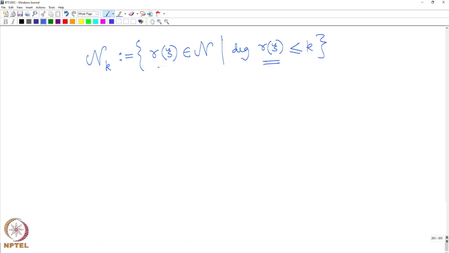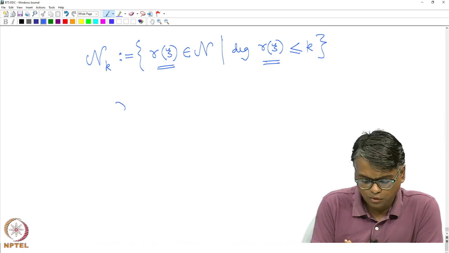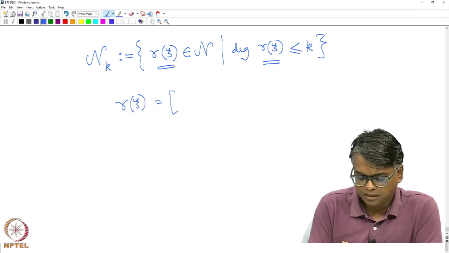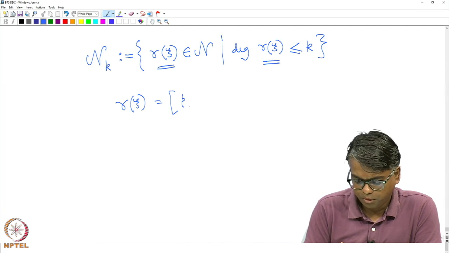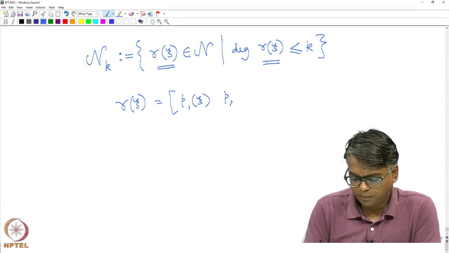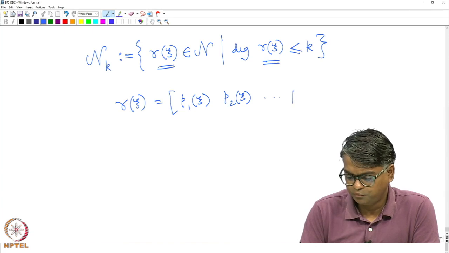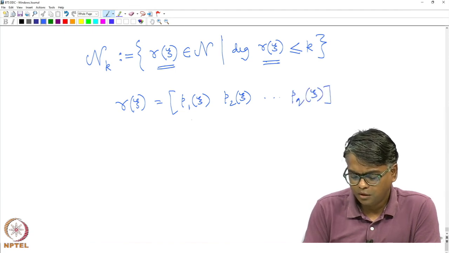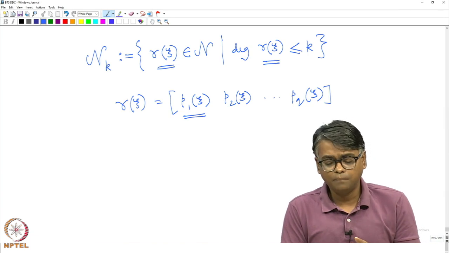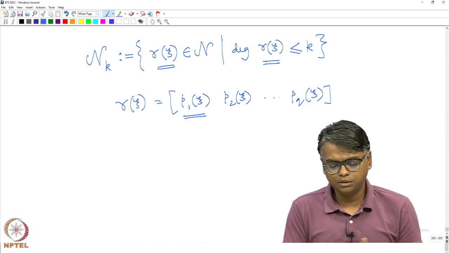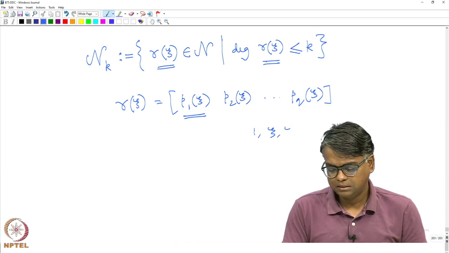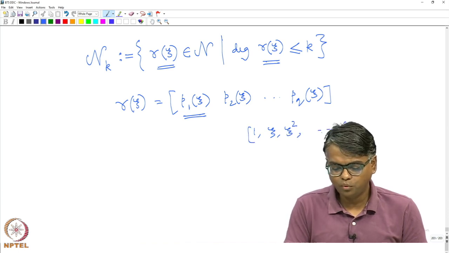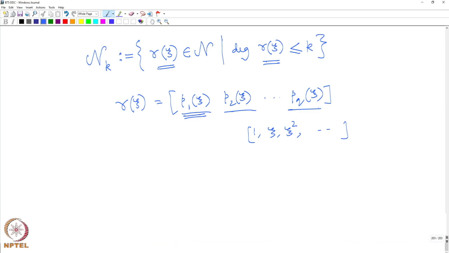See, this R(xi) is a polynomial row vector, isn't it? So R(xi) would look something like some polynomial here, some polynomial here, some polynomial here, and q of them, right. Now each of these polynomials is in itself a linear combination of things like 1, xi, xi squared, and so on, right. So what I do is, among all of these entries, I look at the coefficients of 1 first, and I collect them together and call it R0, right.